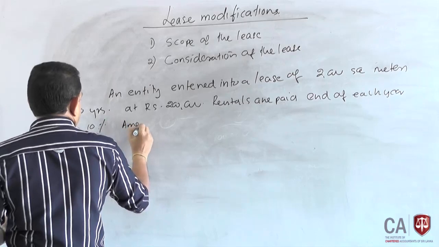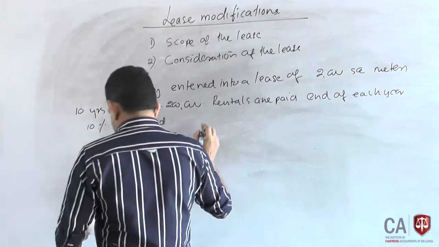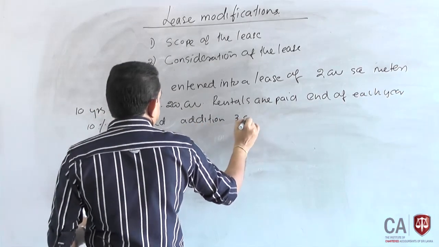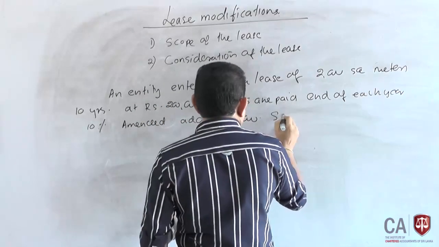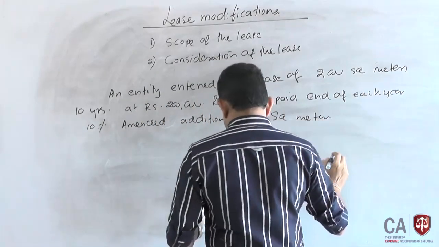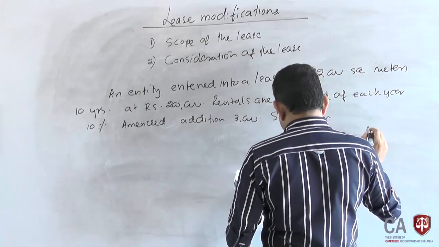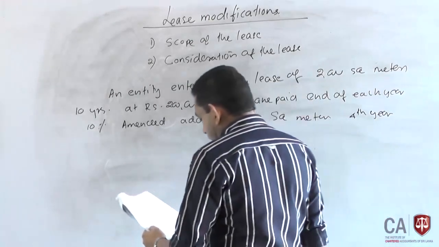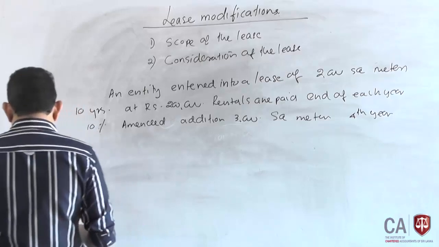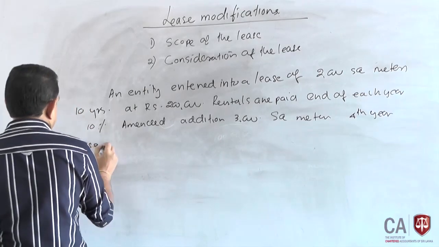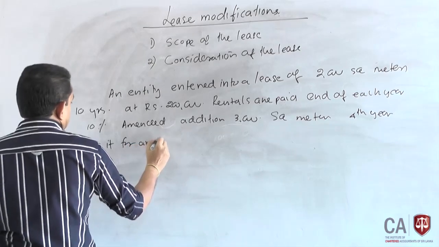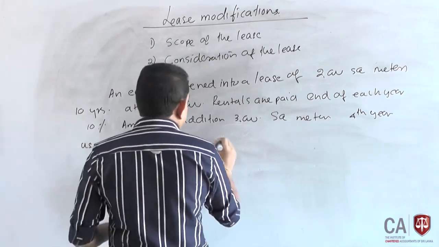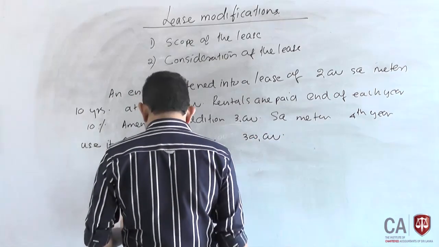Agreement was amended to include an additional 3000 square meters at the beginning of the 4th year, and to use it for another 7 years. Market rental is 300,000 rupees a year.